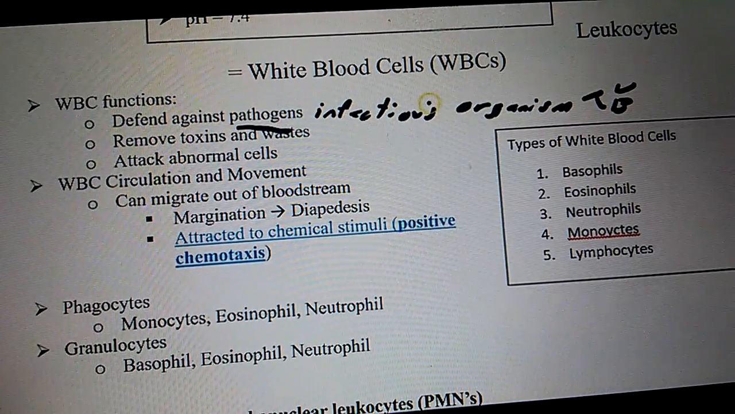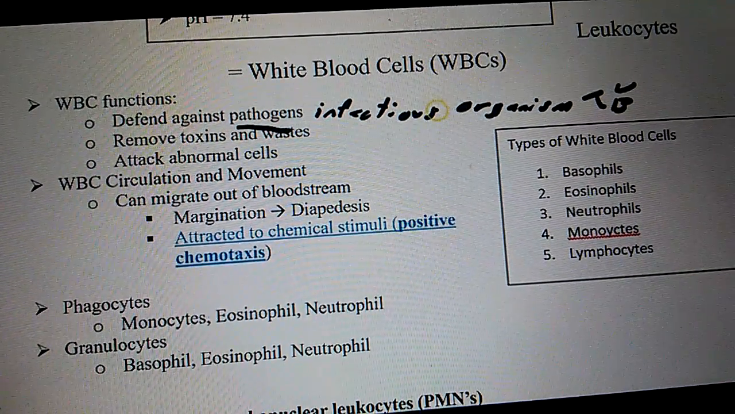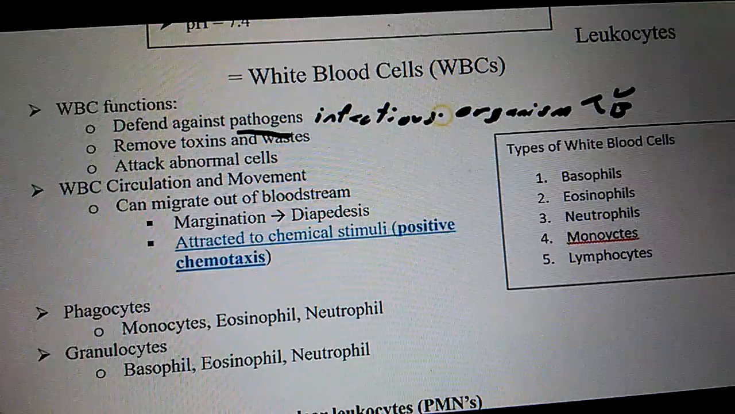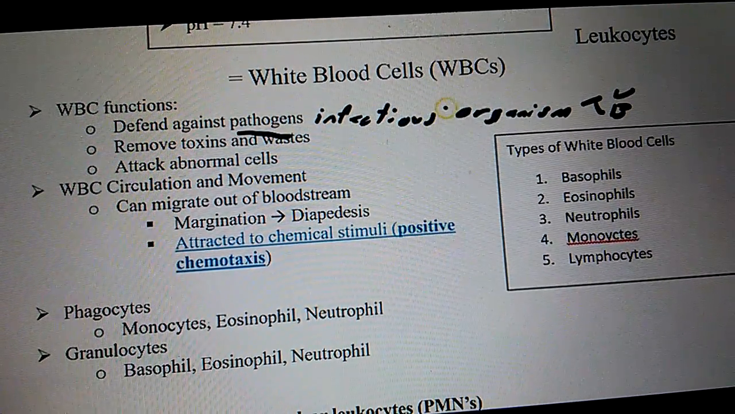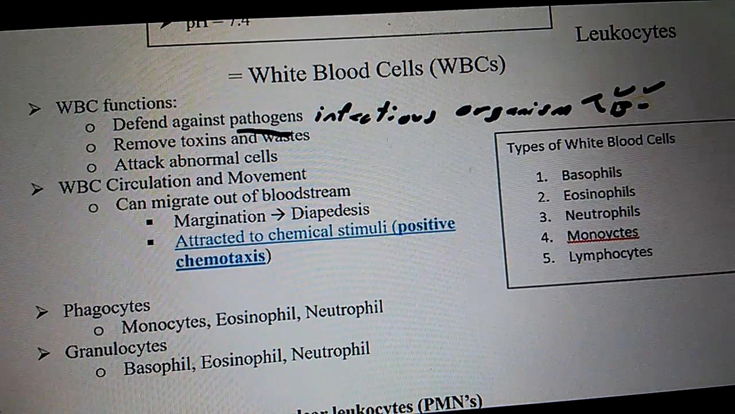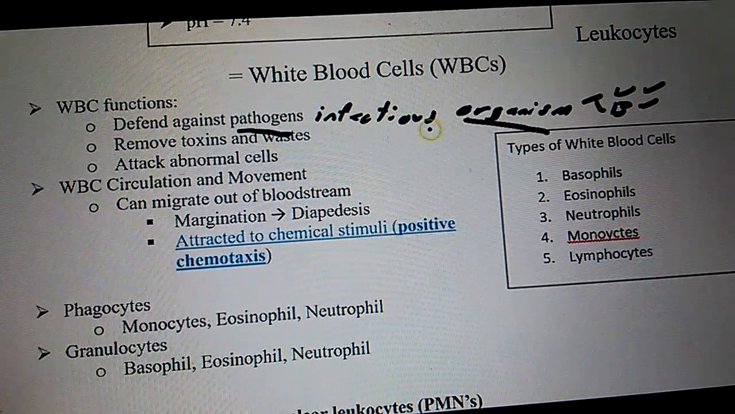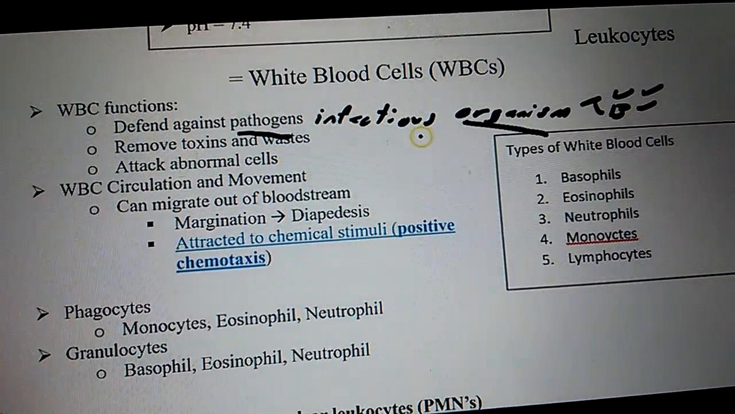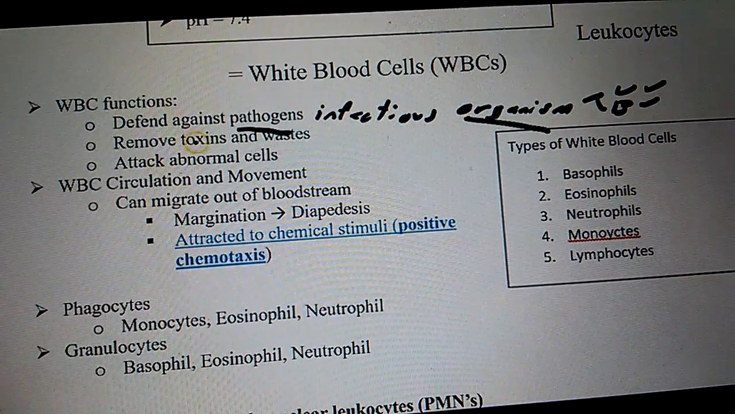So is a virus a pathogen? Yes. Is a bacteria a pathogen? Yes. Is pollen, which causes an allergy, a pathogen? No, it's not. Is dog hair a pathogen? No, it's not. Viruses and bacteria are pathogens. They're organisms, whereas an allergen is just something that exists in the environment, like peanuts. That's an allergen. It's not a pathogen, it's an allergen.